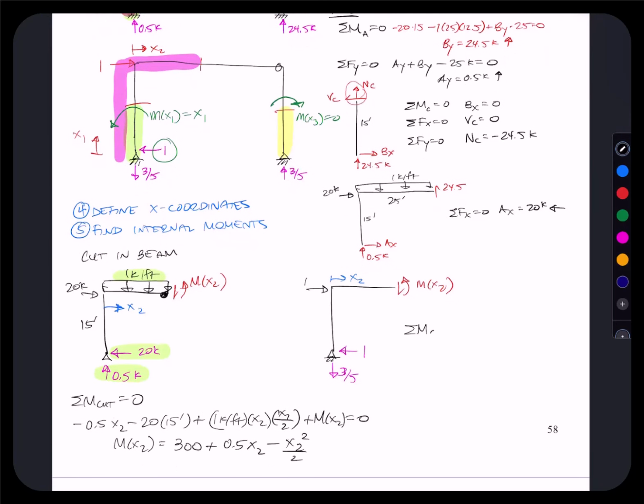Now the virtual moment, summing moments about the cut. Little m of x2 is what we're finding. The one at the top is not causing moment, but the one at the base and the 3/5 are, so minus 1 times 15 feet plus 3/5 times x2. So little m of x2 is 15 minus 3/5 x2.